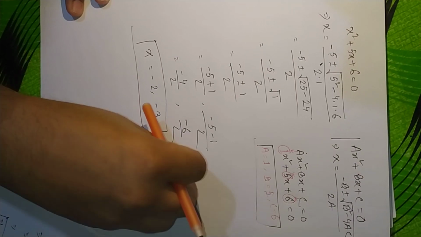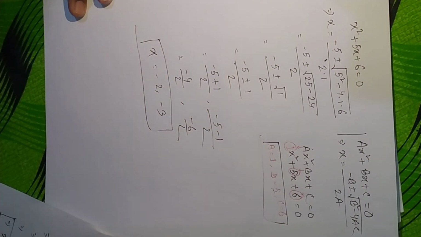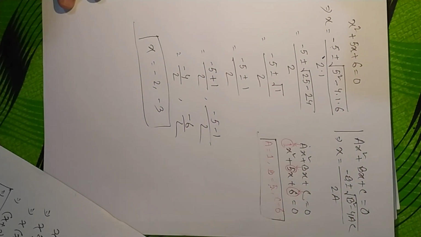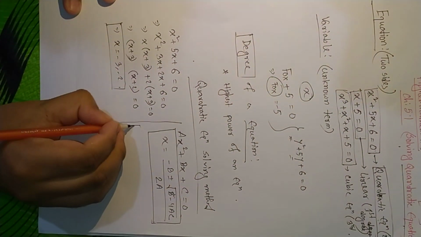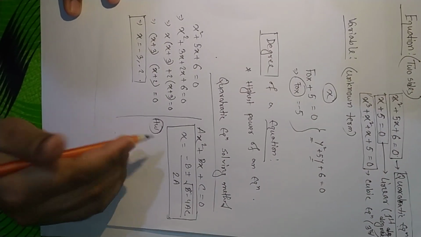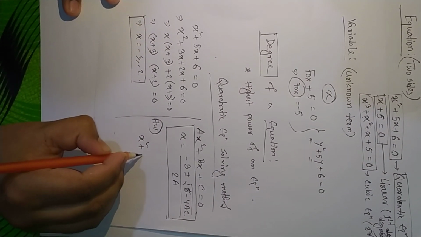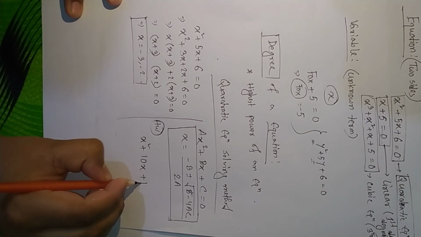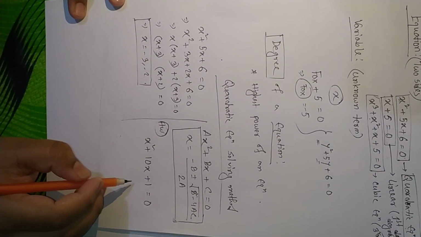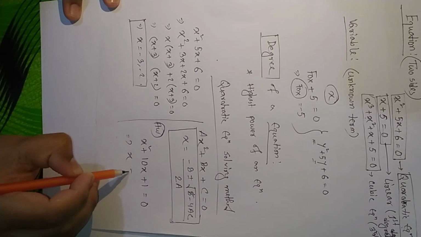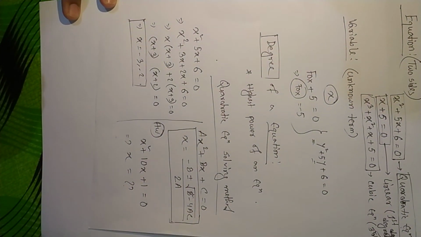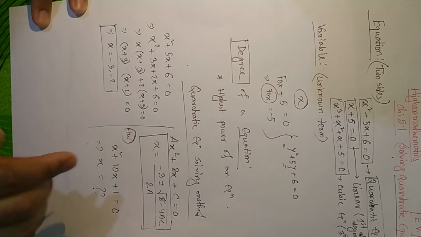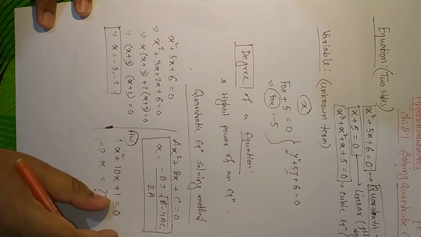Maybe you are thinking about it, but there are cases where we can't go for the middle term. So it's your homework: x square plus 10x plus 1 equal 0. Could you find the value of x by the middle term? I don't think so. So try it. Is it possible or not?